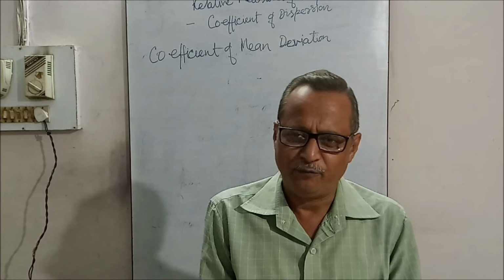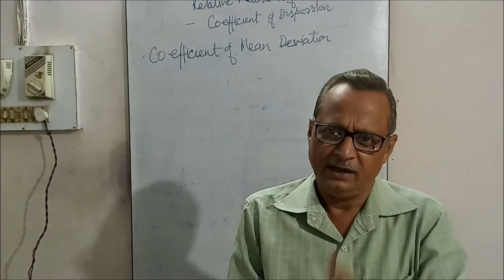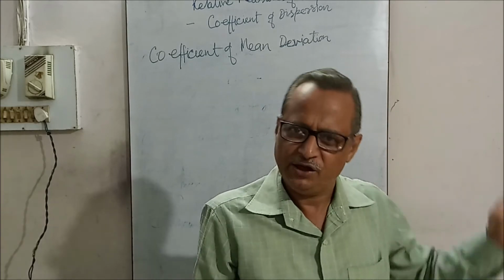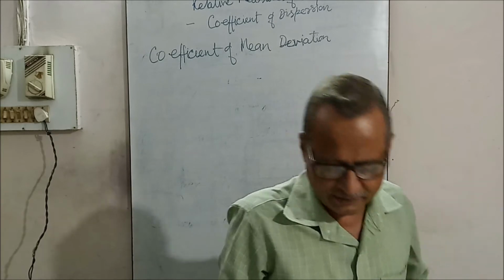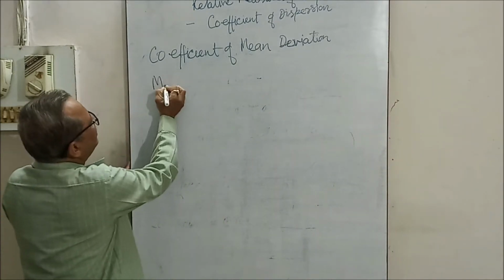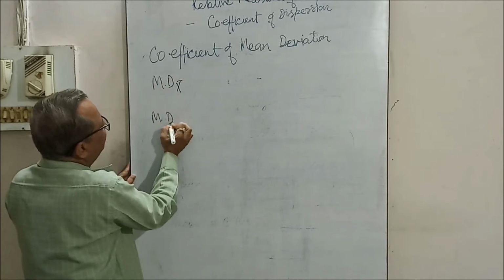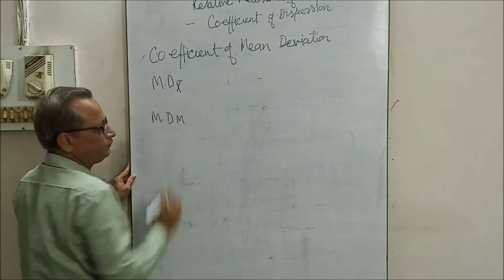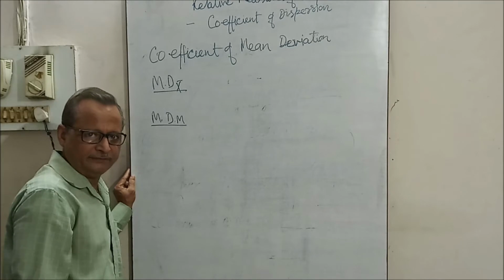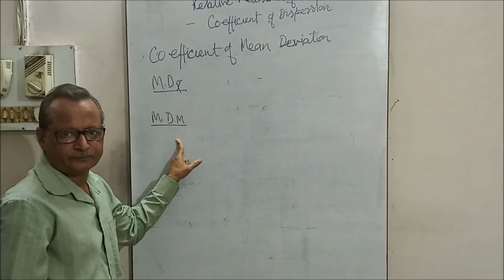Now here you have to divide by the averages. Absolute measures you know, you are aware of them, you practice on them. Now the relative measures we are learning. Now see mean deviation: mean deviation from the mean and mean deviation from the median. These two measures of mean deviation are there.